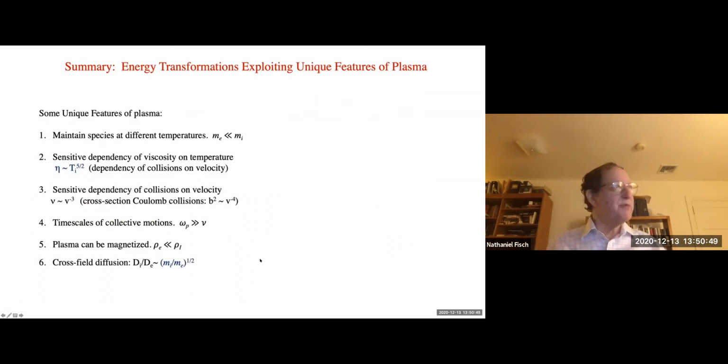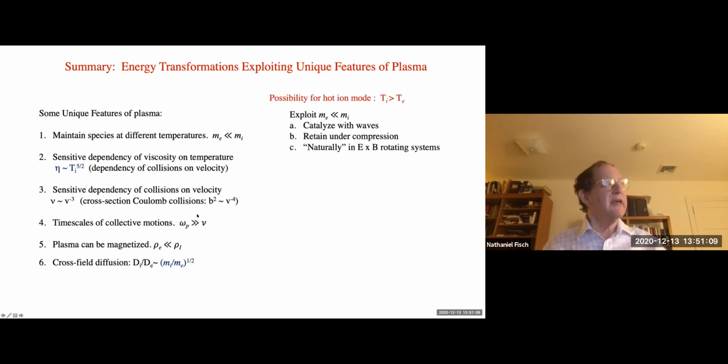So, okay, let me summarize. There are unique features of plasma. The particular ones I made use of were that there's a huge mass ratio between electrons and ions, and also that there's a very interesting, very sensitive dependency of collisions on velocity. And that allowed us to get electrons and ions at different temperatures.